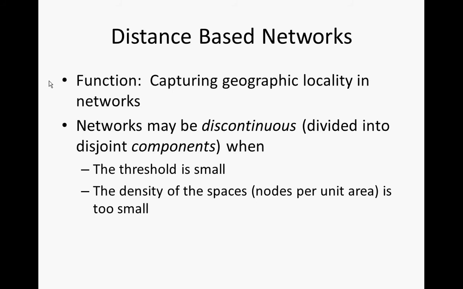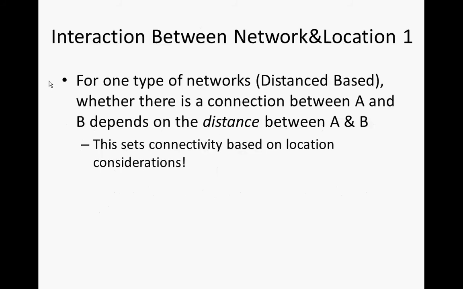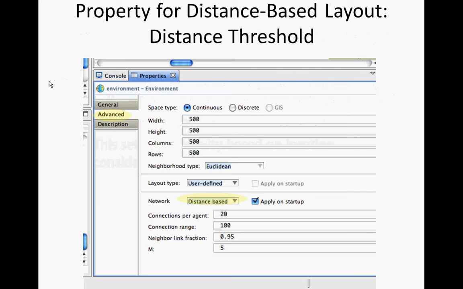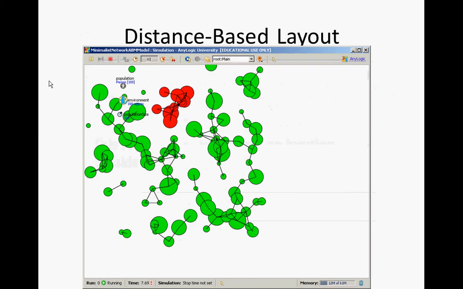And if the density of the space is too small, in other words, if people are only scattered around, on average they're going to be at quite some distance, and you need a larger threshold to connect you. So it's really this issue of density and threshold that dictates whether one person is connecting to another. For distance-based networks within AnyLogic, connectivity is based on location. Two people are connected if and only if they're located within a certain distance of one another. So, distance-based connection. And what you get is something like this.